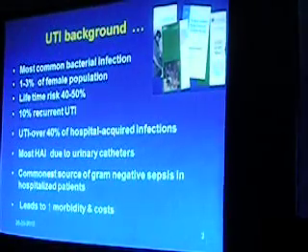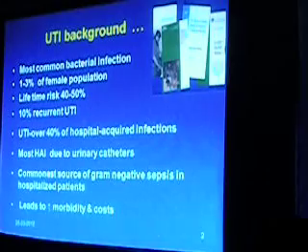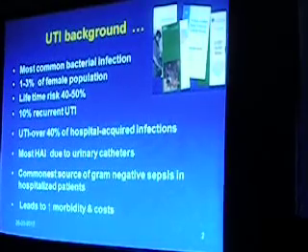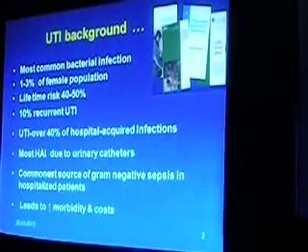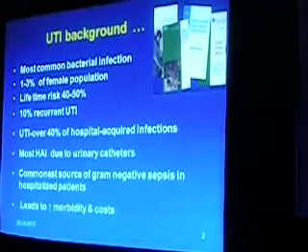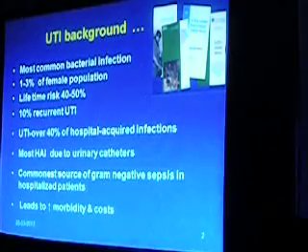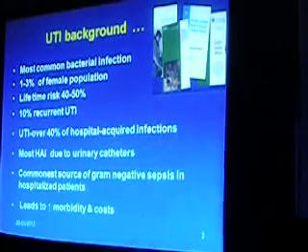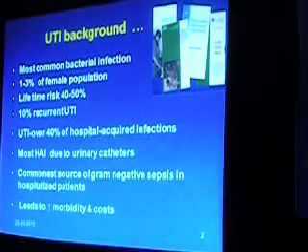And 10% of these infections can be recurrent. That's another problem with this infection. And in this UTI, 40% are hospital-acquired infections, and most of them are due to urinary catheters. And if you take hospital-acquired gram-negative sepsis, almost 50% is due to urinary infections, and it leads to morbidity and more cost. That's why we are focusing on this topic today.